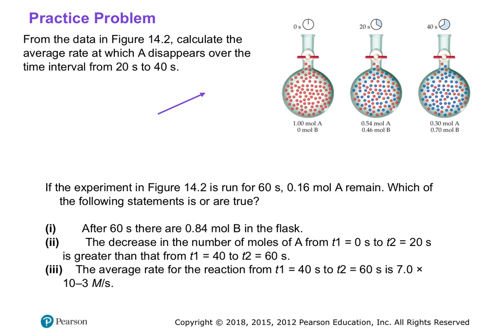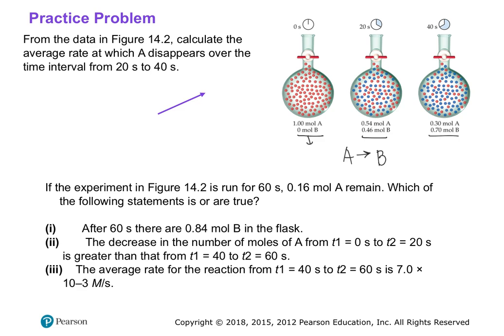We have a reaction here where A reacts to become B. Here we have 1 mole of A, 0 moles of B. After 20 seconds, we have 0.54 moles of A and 0.46 moles of B. And after 40 seconds, there's 0.3 moles of A and 0.7 moles of B. Notice that in all of these cases, if you add up the moles of the reactants and the products, you have a total of 1 mole. That's just showing us that mass is conserved in this case.